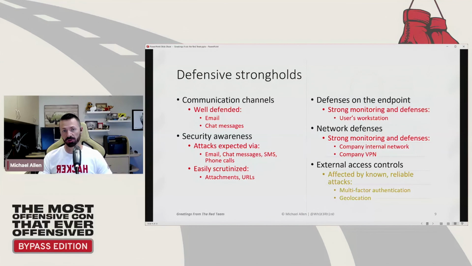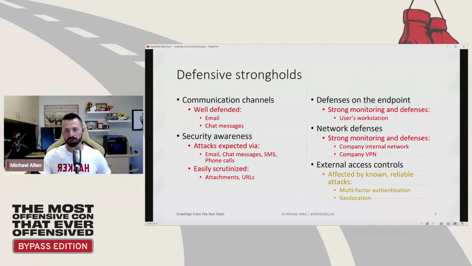Chat messages like Microsoft Teams, that's one we've been using with good success over the last couple of years, but more and more that's becoming defended, and that can actually just be turned off. You can turn off external chat messages. So that's something we can't count on as a way in. Security awareness training. The users are trained to expect attacks via email, via phone calls, SMS messages, even chat messages now that we've been using that.